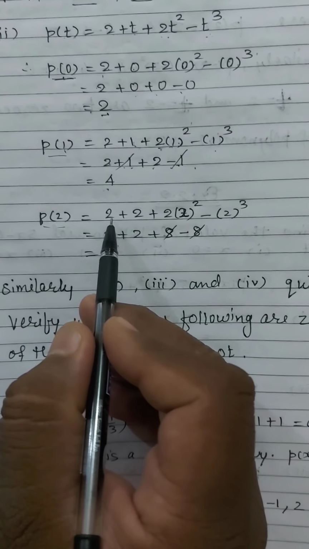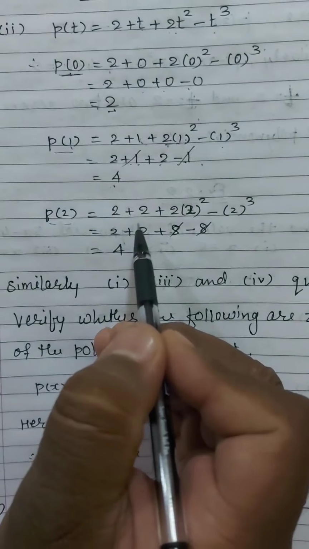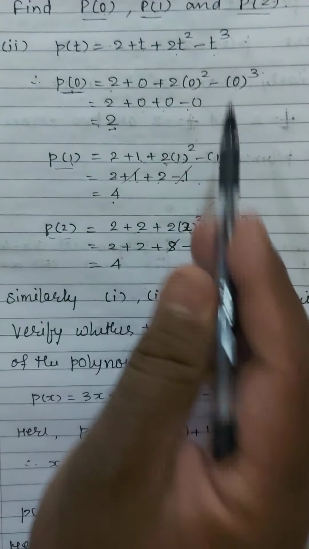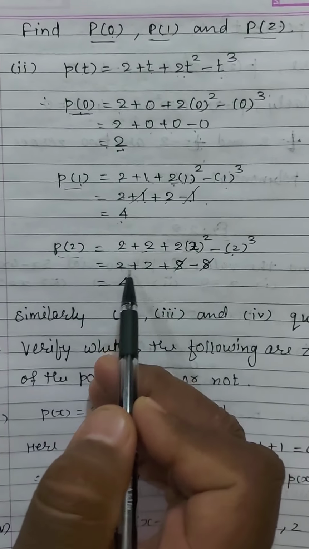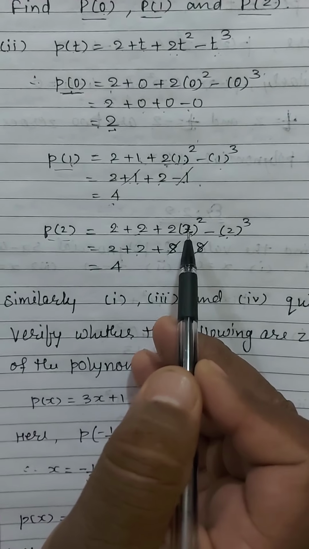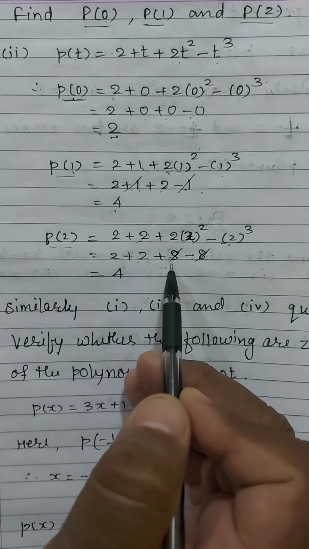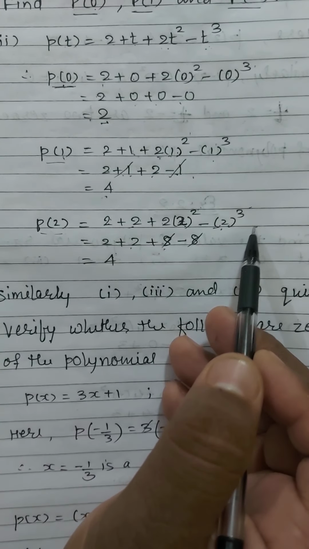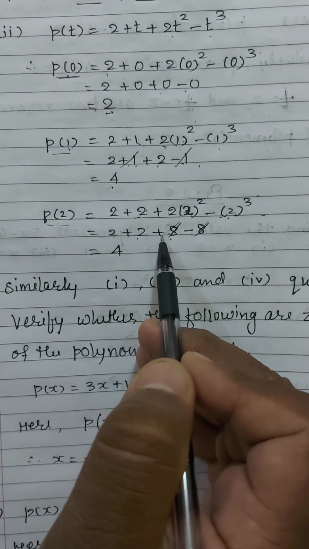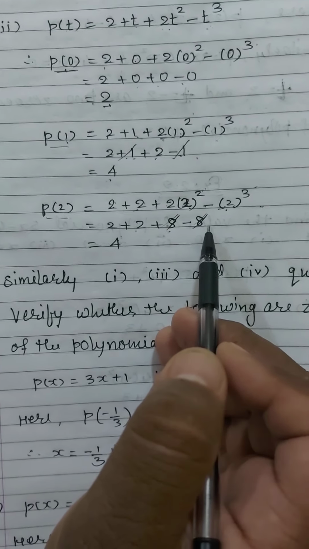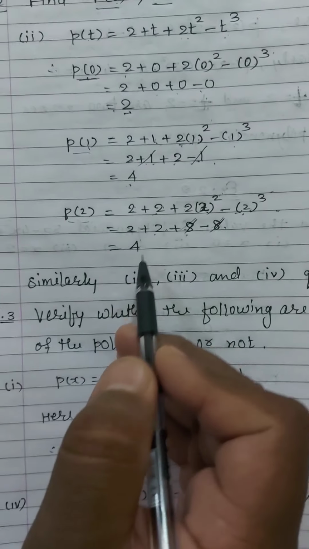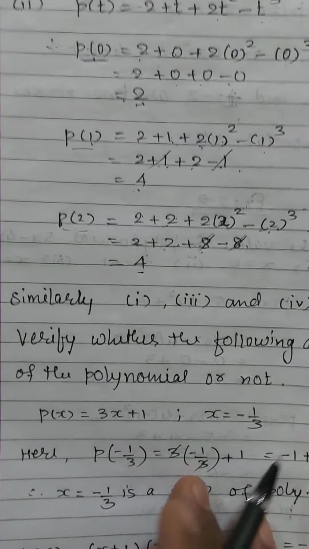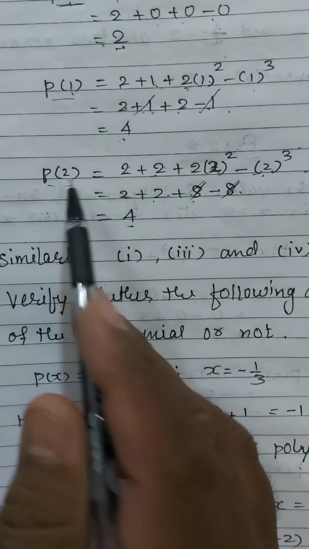p(2): so it is 2 plus 2 plus 2 into 2 square minus 2 cube. 2 plus 2 plus 2 square is 4, so 4 2s are 8 minus 2 cube. That is 2 2s are 4, 2 4s are 8. 8 and 8 will be cancelled out because they are of opposite sign. So 2 plus 2 becomes 4. Right? So this is the value of polynomial p(t) at t is equal to 2.